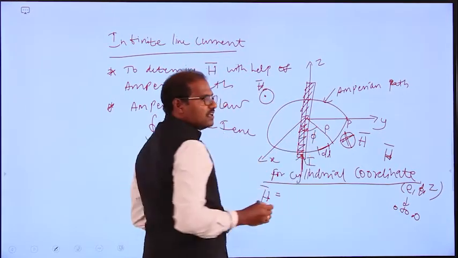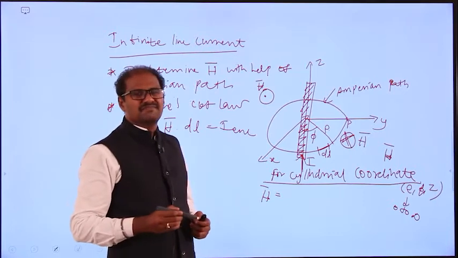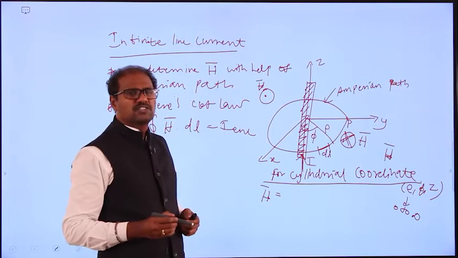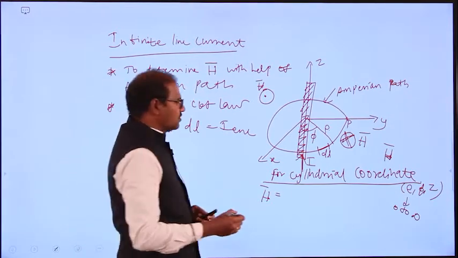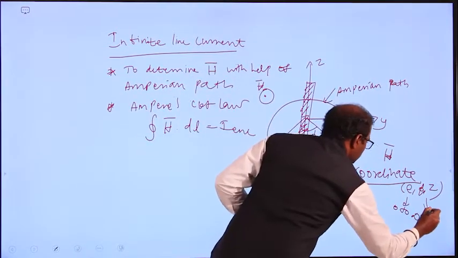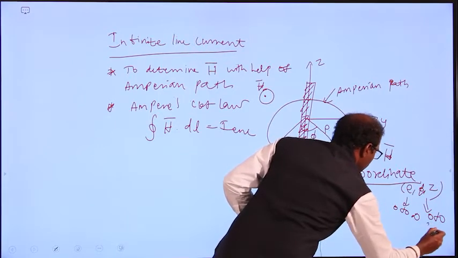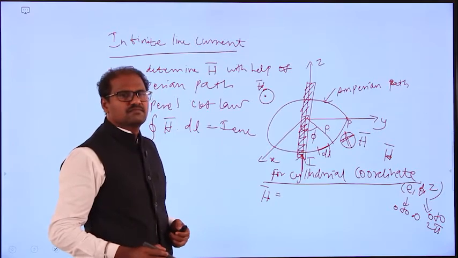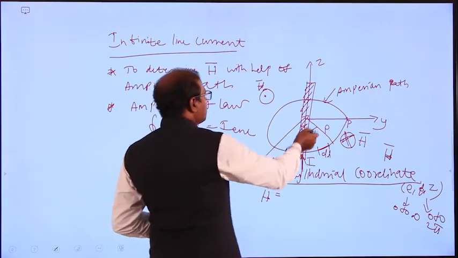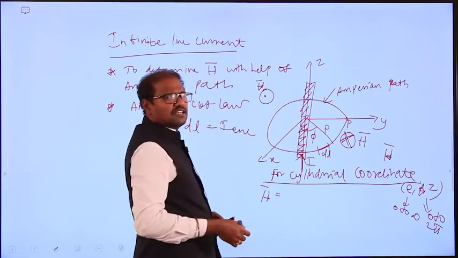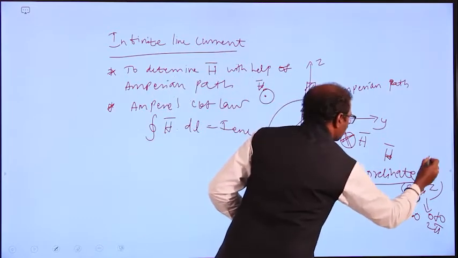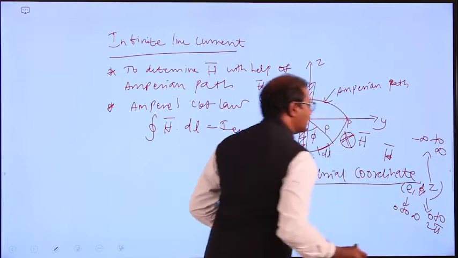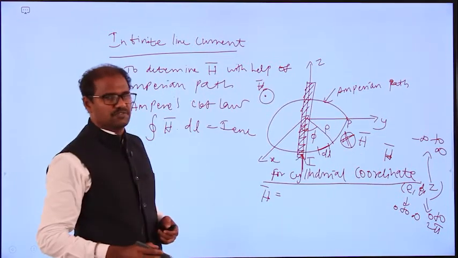Phi is the azimuthal angle. It starts from the x-axis and sweeps in the xy plane, so it goes from 0 to 2 pi. The z value we take as the cylinder height, the height of the cylinder, from minus infinity to plus infinity. These are called the variables for the cylindrical coordinate system.